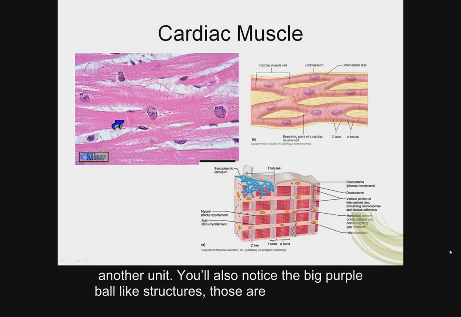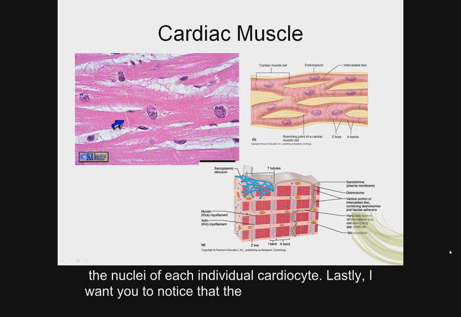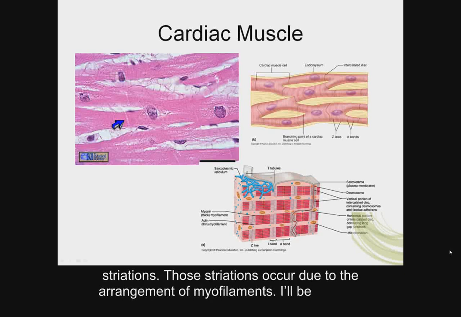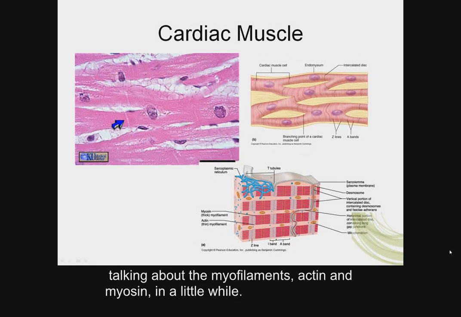You'll also notice the big purple ball-like structures. Those are the nuclei of each individual cardiocyte. Lastly, I want you to notice that the individual cardiocyte appears to have lines running through it. In other words, striations. Those striations occur due to the arrangement of myofilaments. I'll be talking about the myofilaments, actin and myosin, in a little while.